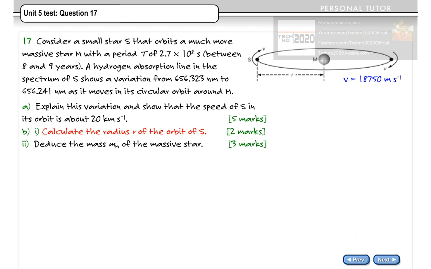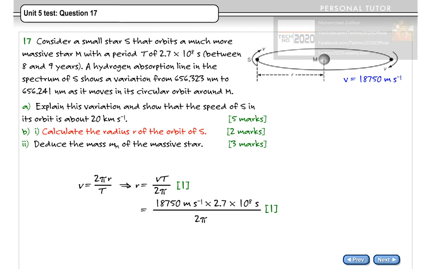In Part B, now that we have values for its period T and its orbital speed v, we can calculate the orbital radius of star S by rearranging the expression for evaluating circular velocity. Substituting and calculating shows that the radius of the orbit of star S around star M is 8.1 times 10 to the 11 meters.